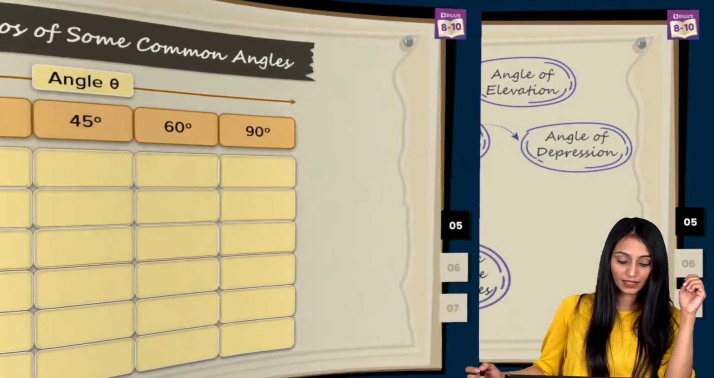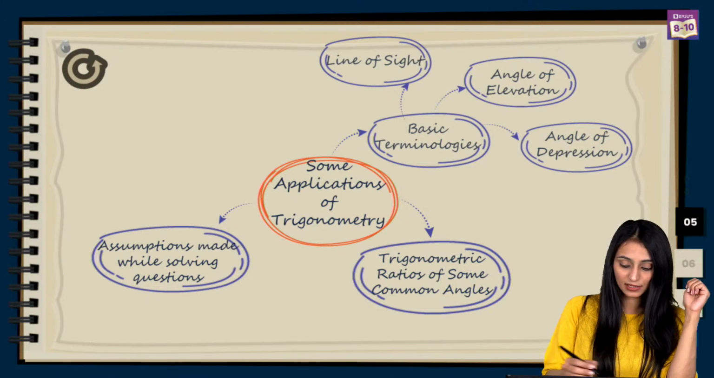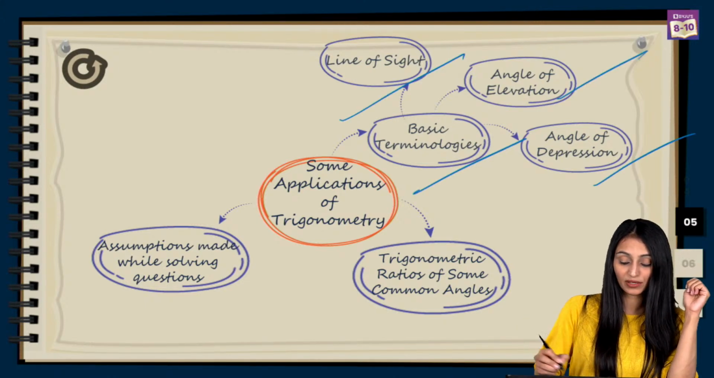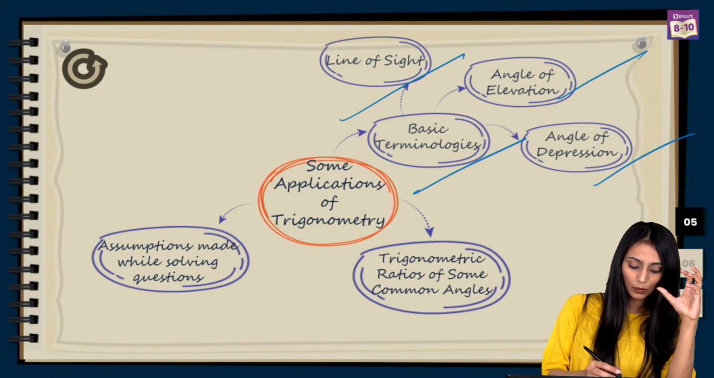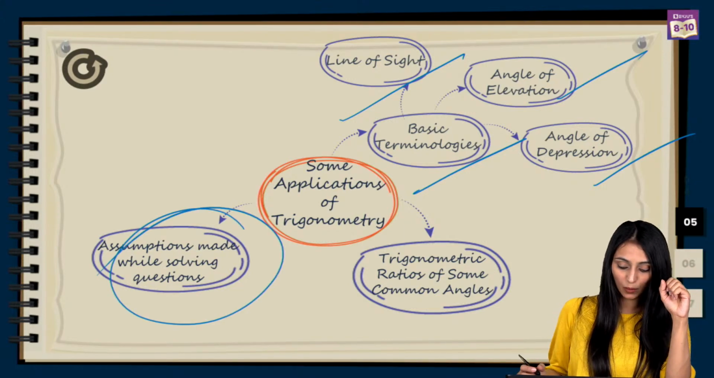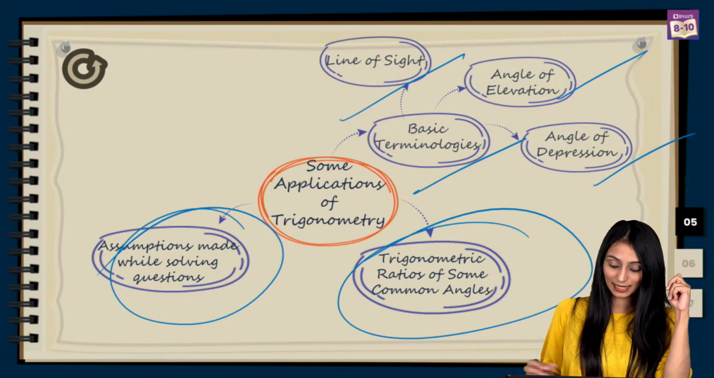Alright, let's move ahead. So now what all we have in some applications of trigonometry, we discussed the basic terminologies, that is line of sight, angle of elevation, angle of depression. Using that, we basically make a few assumptions while solving questions, and then we talked about the trigonometric ratios of some common angles. Now let's move ahead.